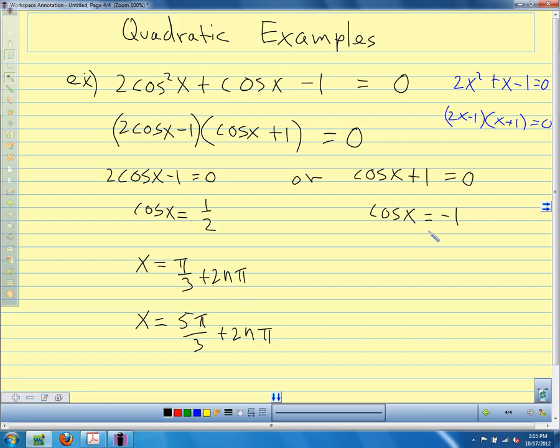Cosine of x equals -1. We just talked about where it equals +1. It equals -1 at x equals pi plus 2n pi. So any multiple of pi. So for this equation, we end up with three solutions. Pi over 3 plus any multiple, 5 pi over 3 plus any multiple, and pi plus any multiple, 2 pi. And we solved it by factoring. Questions on that example?